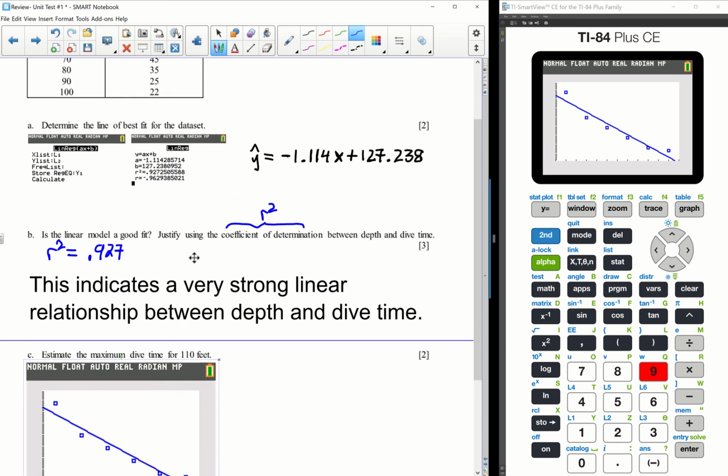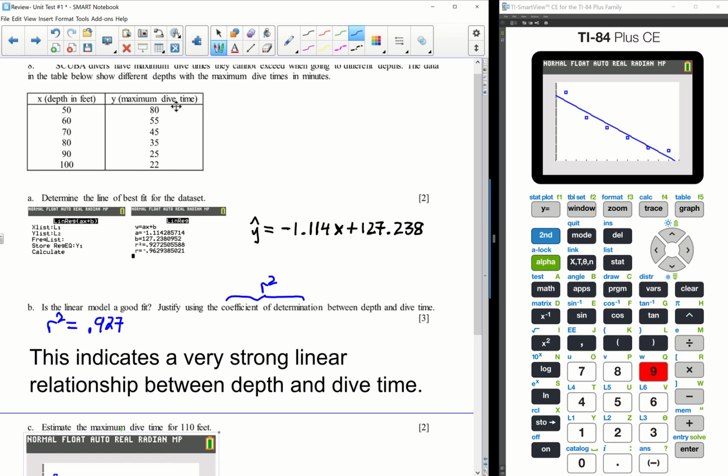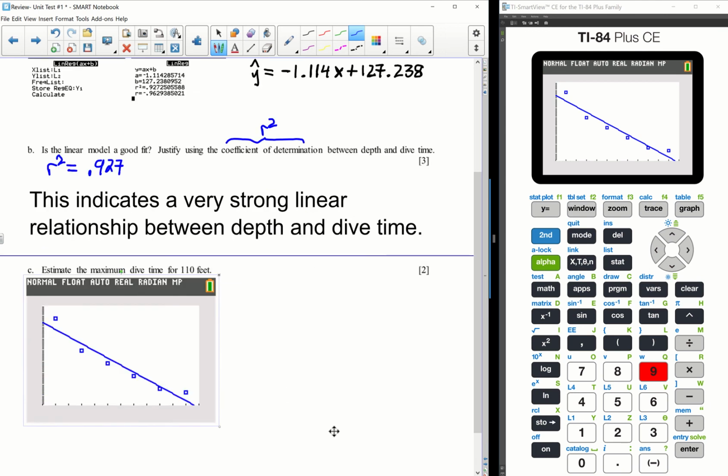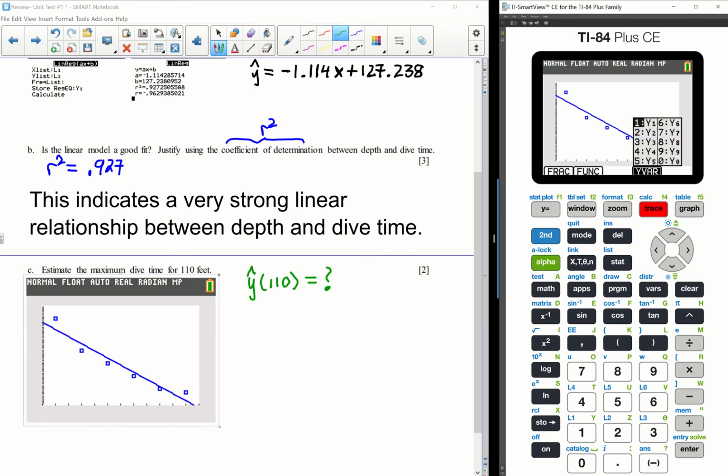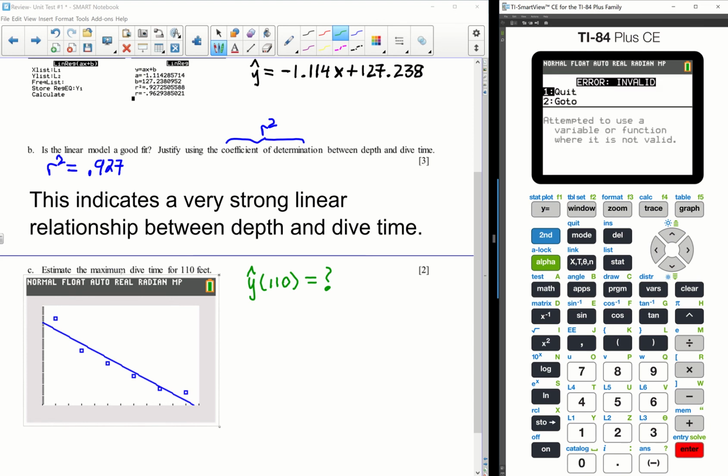You know, 0.92. It seems like it's fitting the data. I just need to get the dive time, the y value for an x value of 110 feet. So that's asking me to determine y hat of 110 feet. Oh, sorry, I taught a different technique in here. Second trace value, type in your 110. Invalid. Okay, so this happens.